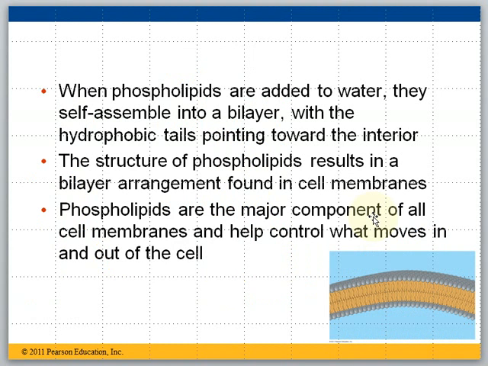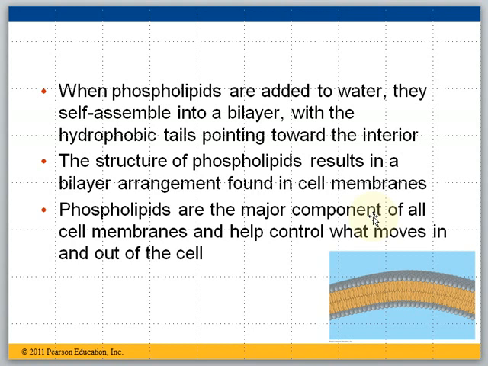If you could take a handful of these phospholipids and toss them into a container of water, they start to self-assemble in an interesting way. They form this two-layered construction, or bilayer, as we call it. All of the hydrophobic tails, the fatty acid chain tails that don't like the water, end up pointing inward toward the interior, and the phosphate head tends to point toward the outside because it is attracted to the water, or hydrophilic.